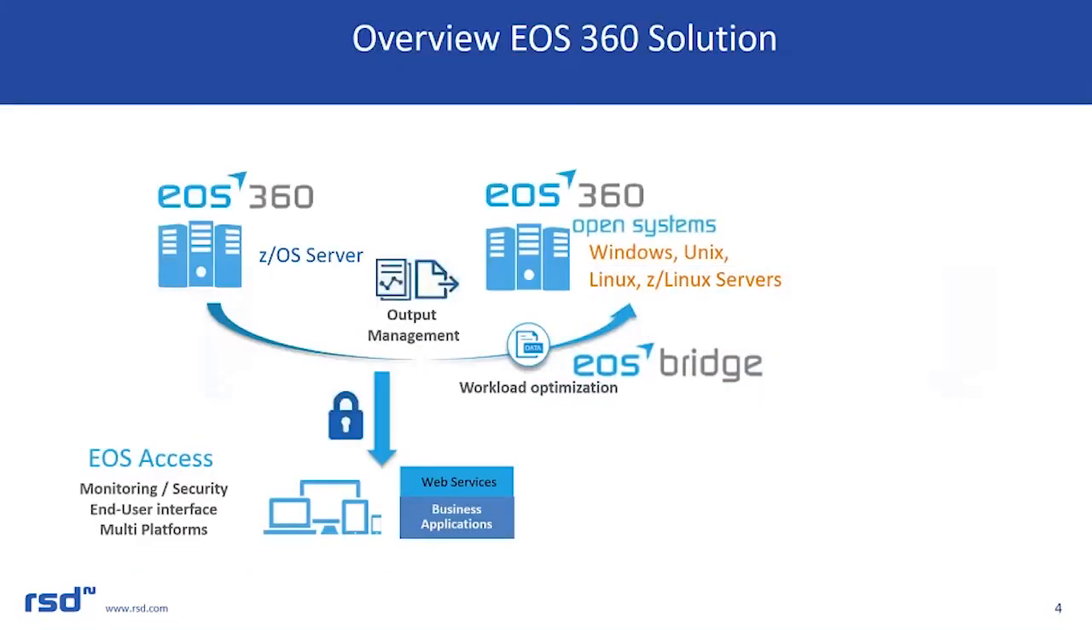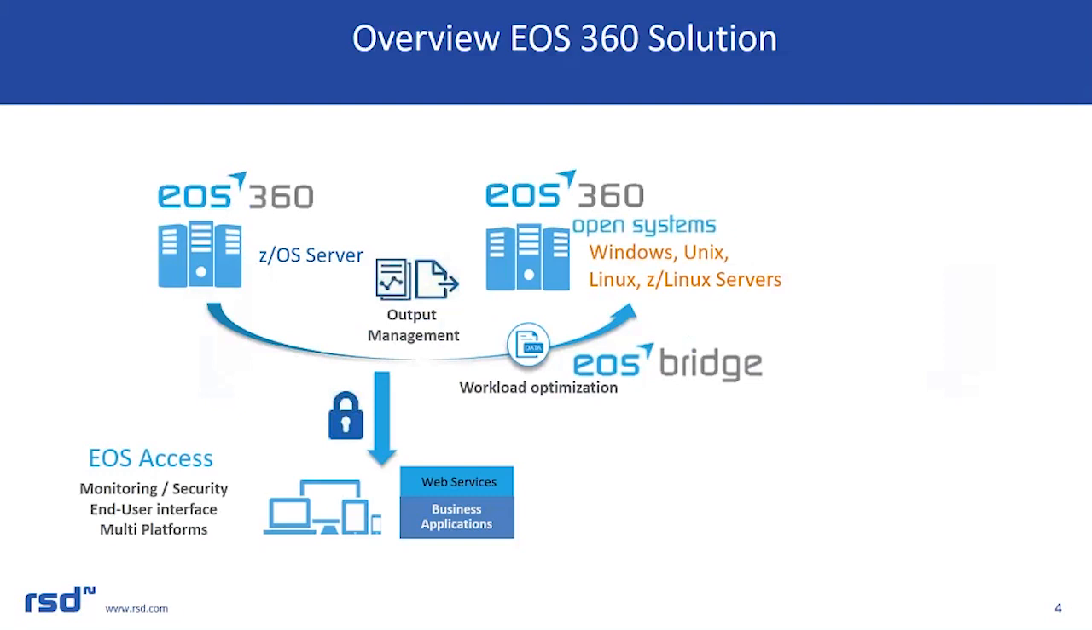So EOS 360, we have the base product running on z/OS. It's been around for over 40 years. And during that time, we've demonstrated it is a reliable product, and over that time has also enjoyed providing some key innovations as well. And then EOS on open systems, designed for the Windows, Linux, or AIX Unix platforms, has over a 15-year history of reliability and innovation.